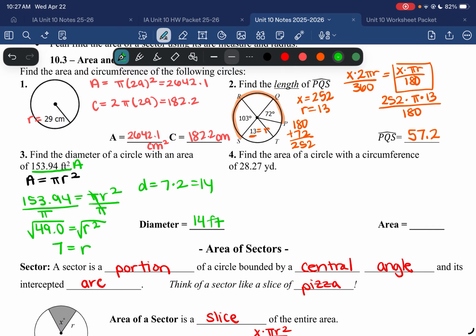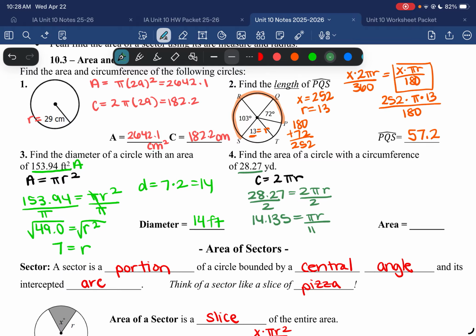Number 4, find the area of a circle with a circumference of 28.27 yards. The circumference formula is 2 pi r, so we're going to use that. Right here, circumference, 28.27 equals 2 pi r. On this one, I'm going to take it in 2 steps. The first step is I'm going to divide by 2. So I got 14.135 equal to pi r. Then I'm going to divide by pi.